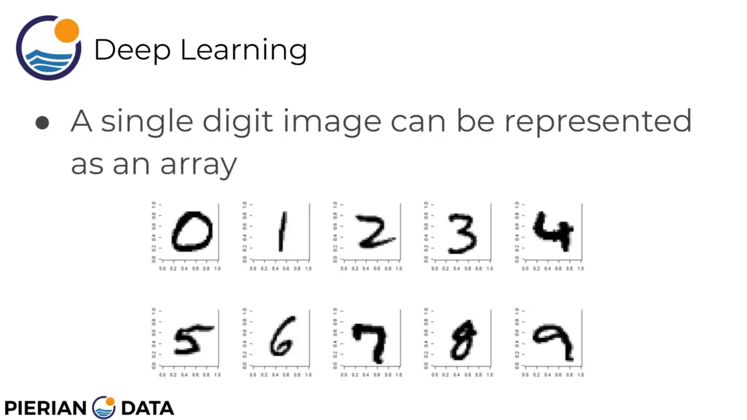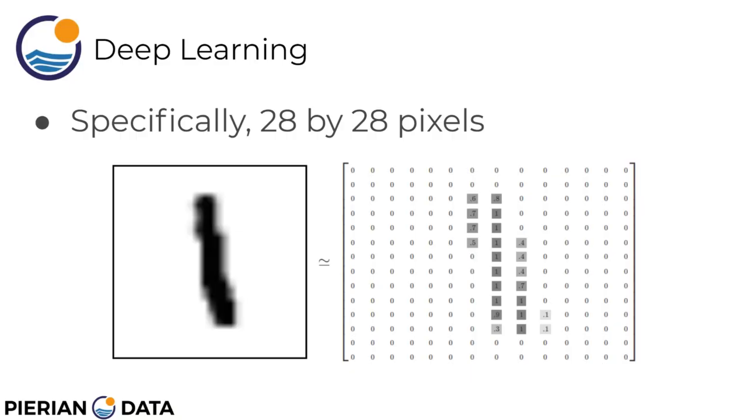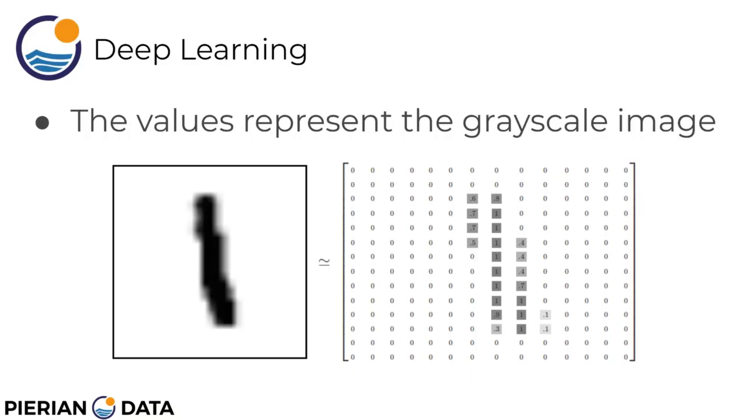And a single digit image can be represented as an array. So here we have all the images represented as an array of 28 by 28 pixels. If we were to look at just a single image file, we would see that we have the number 1 drawn, and everything's organized as a 28 by 28 array, where we have white as 0, and the darkest color, black, as 1. So we can see it's normalized, so all the values fall between 0 and 1, and it's a grayscale image. So the values themselves represent that grayscale image.